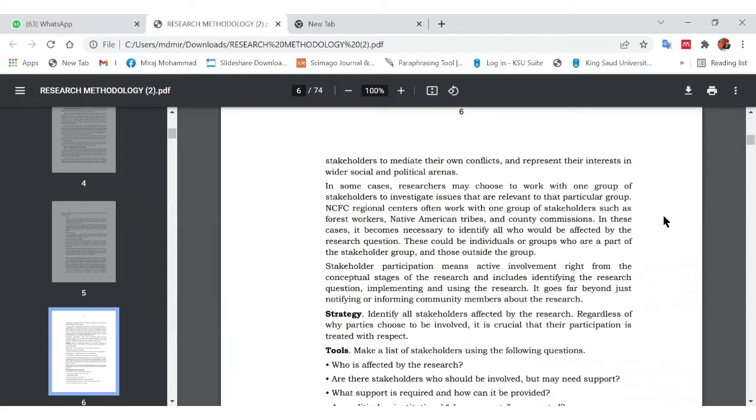Yes, sir. And that's why it is written stakeholder participation will mean active involvement right from the conceptual stage of research. आपको उसको इन्वॉल्व करना पड़ेगा भाई. अब जैसे किसान आंदोलन ले लो इंडिया, अब भाई आपने पॉलिसीज बना दी, सब कुछ बना लिया और किसान से ही नहीं पूछा, बिकॉज आप कॉर्पोरेट को फेवर करना चाहते हैं.